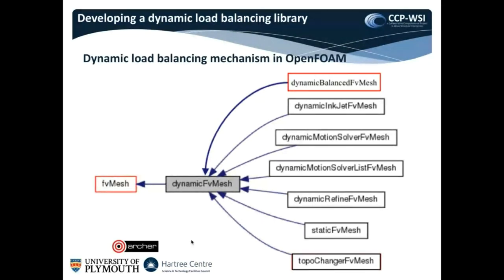And here is basically what we do. You have the dynamic FvMesh base class, and there are derived classes you can see, including topoChangerFvMesh, dynamicMotionSolverFvMesh, and also the dynamicInkJetFvMesh. We are particularly targeting dynamicRefineFvMesh, but in order to do that, we need dynamicRefineFvMesh to call a new class which we defined, called dynamicBalancedFvMesh, because dynamicFvMesh doesn't provide this mechanism. So in principle, if everything calls dynamicBalancedFvMesh, it should automatically do dynamic load balancing for other kinds of mesh movement solvers.